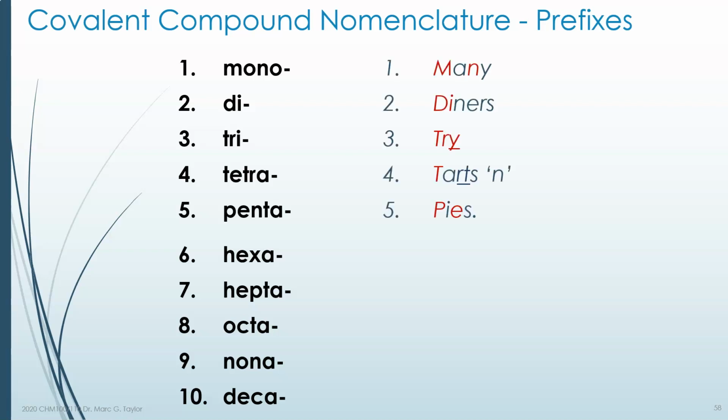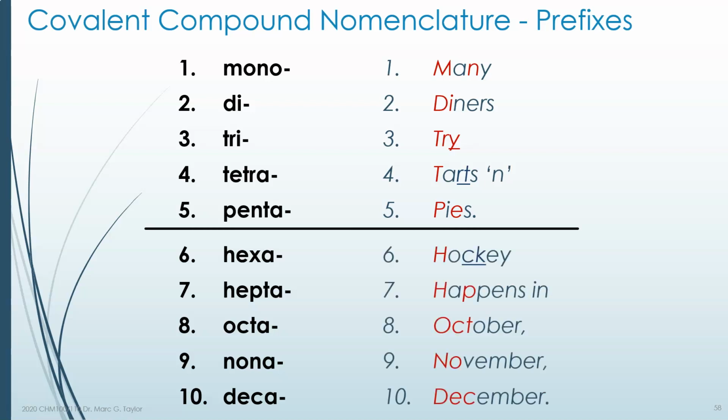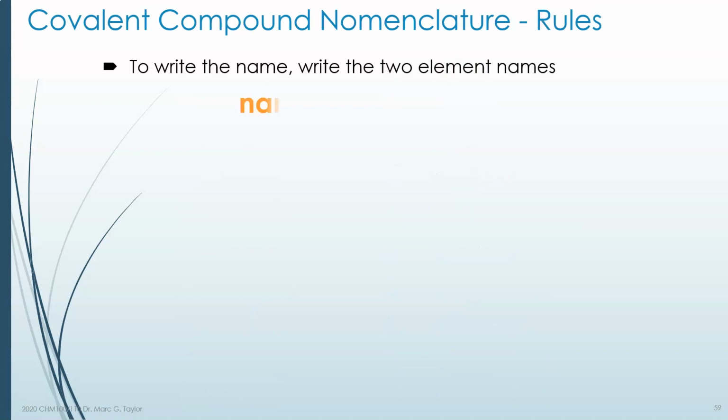So if you want some help remembering them, many diners try tarts and pies. Many, mono; diners, di; try, tri; tarts, tetra; pies, penta. And then from the remaining ones, hockey happens in October, November, and December. So HH, October, November, December will help you remember these other 5. So you need to remember these prefixes.